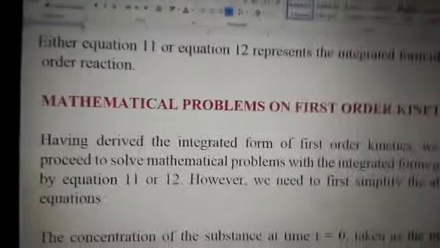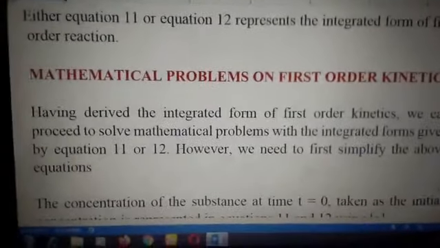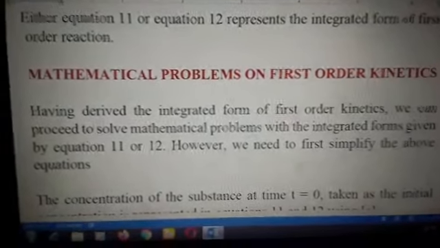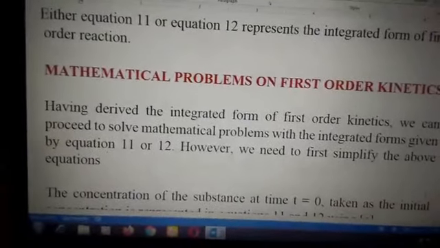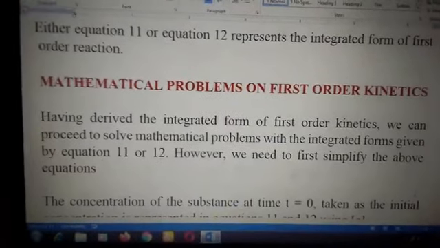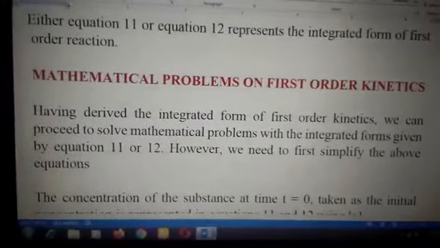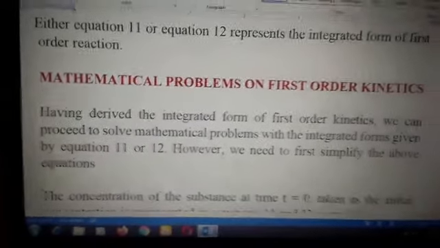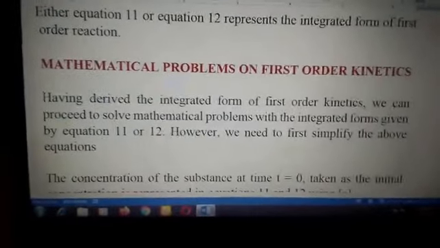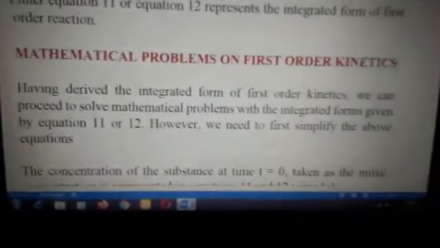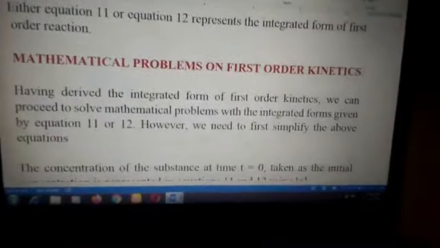So now we're going to look at mathematical problems on first order kinetics. Having derived the rate equation or the integrated form of the rate equation, we're going to look at how to apply those equations 11 and 12 we derived before, how to apply them to solve mathematical problems on first order kinetics. So it reads, having derived the integrated form of first order kinetics, we can proceed to solve mathematical problems with the integrated forms given by equation 11 or 12.